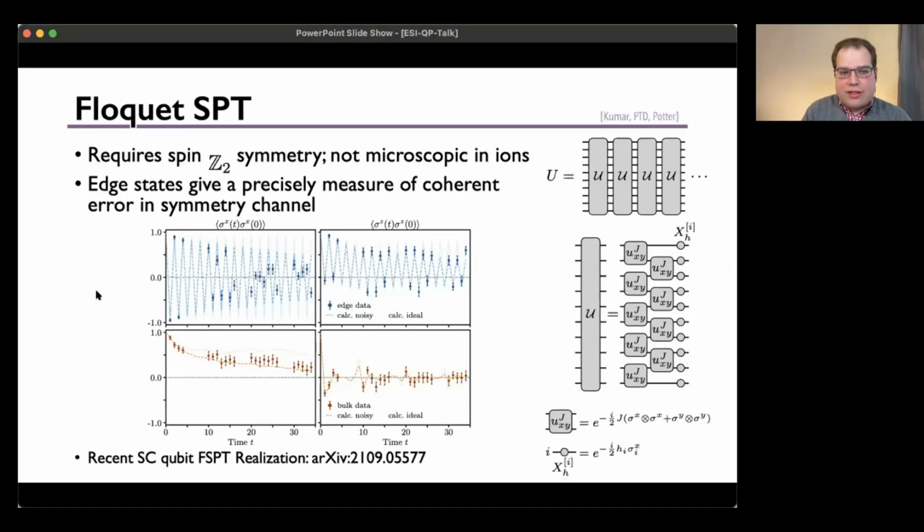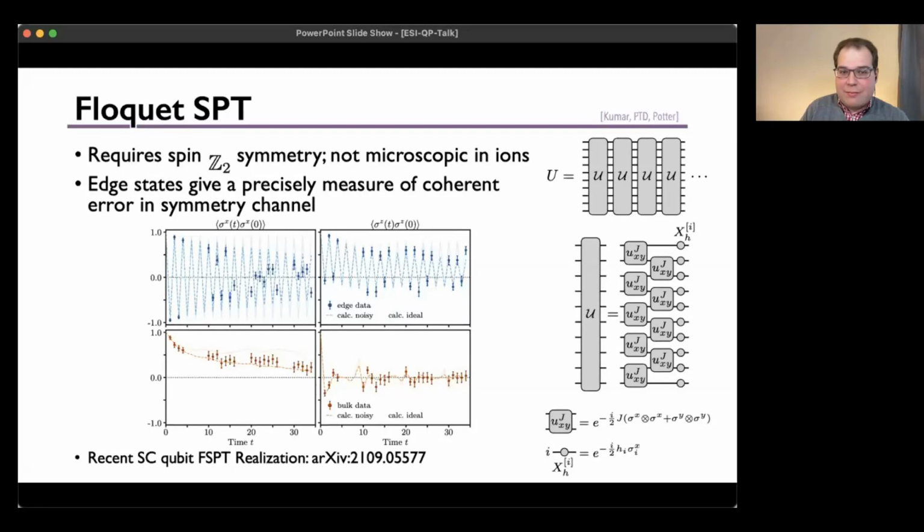If we look at the edge states, the picture is very different. In particular, you can see in the ZZ correlation function that we have this node here at about time 20, where the signal is already decayed. To make a long story short, this node is a signal of, you can imagine, beating. This is actually a single disorder realization. So you can imagine a beating profile, with that beating profile coming from the fact that this microscopic Z2 symmetry is broken by coherent errors.